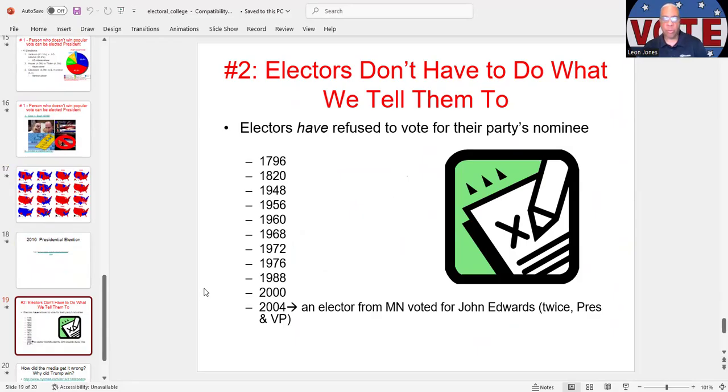Number two, electors don't have to do what we tell them to. So electors refuse to vote for their party's nominee. Again, 1796, 1820, 1948, 1956, 1960, 1968, 1972, 1976, 1988, 2000, 2004. An elector from Minnesota voted for John Edwards twice, president and then the vice president.